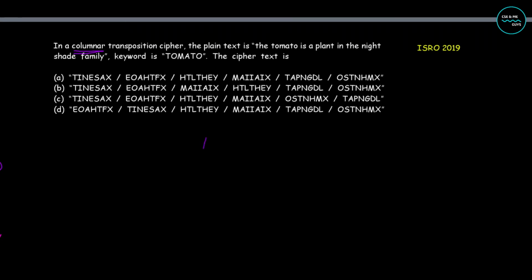The keyword is given as TOMATO. So the keyword is TOMATO. The keyword is exciting because we have so many repeats: T repeats and O repeats. This will be a new challenge.